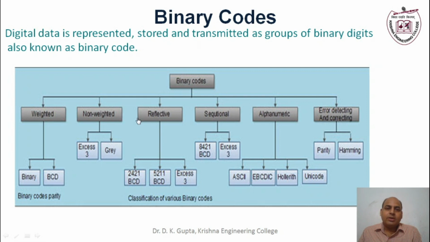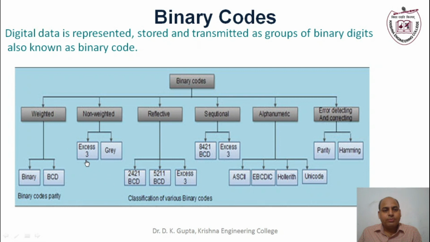So these are the different categories of converting the data in a coding format. So in weighted code, here we have two different codes, binary and BCD. I will talk about each and every one in detail. So first of all, binary codes are categorized as weighted code, and we have two types, binary as well as BCD.